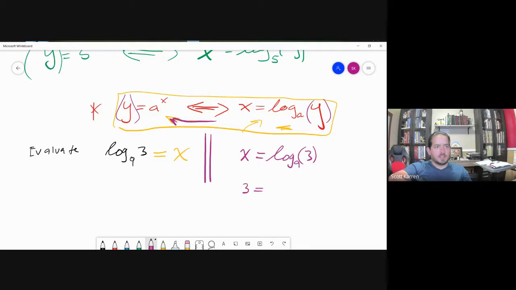A is the base, so that's 9. And then it's raised to the x, which is, I don't know. I don't know what that x is. That's this guy, right? So how do I solve this?